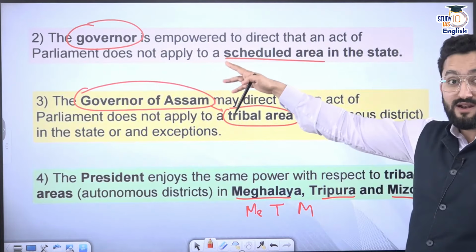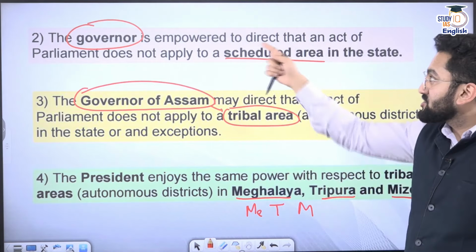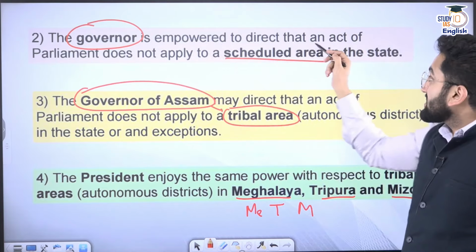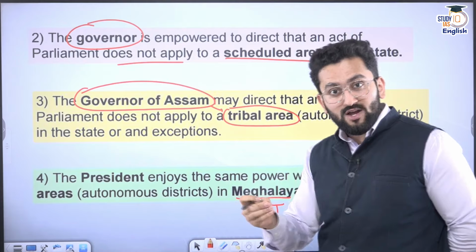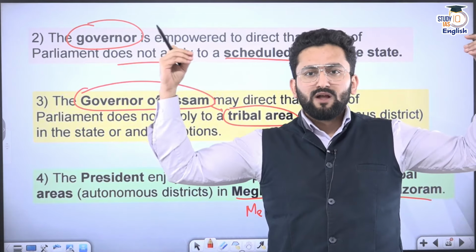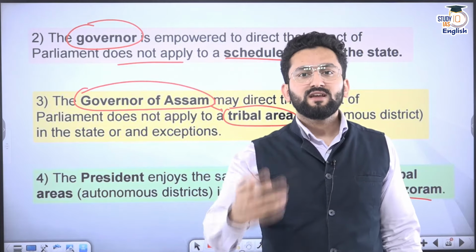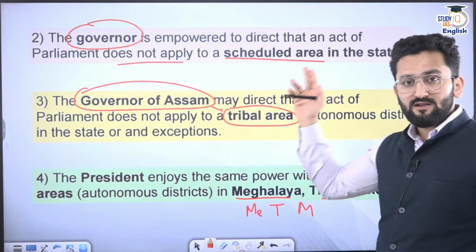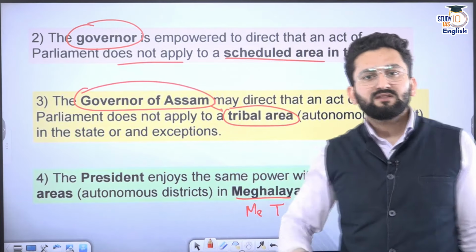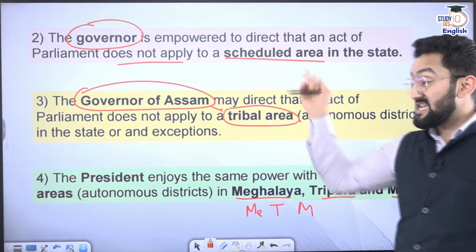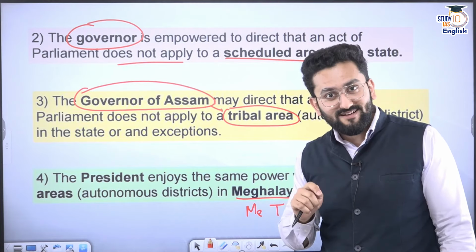Now, second case. The Governor is empowered. So the Governor is empowered in what context? In the context of scheduled areas. So what can they do? They can direct that an Act of Parliament does not apply. So even if Parliament has made a law which is going to apply in the whole territory of India, the Governor of some state may present a regulation, and in that regulation the Governor will say that even if this is a parliamentary law, it is not going to be applicable in the scheduled area. Okay, so it's a limitation on the application of a law of Parliament, right?